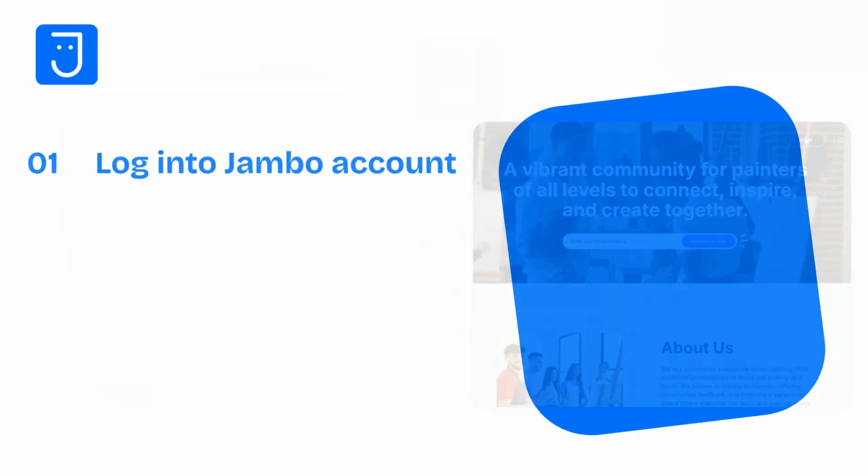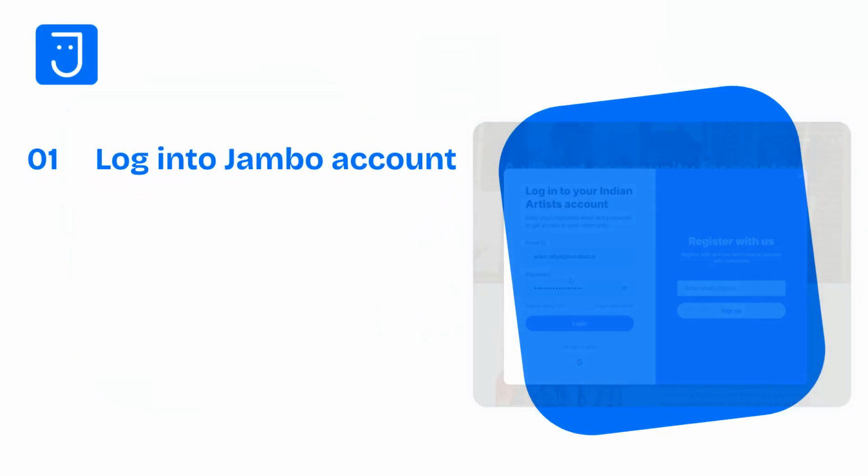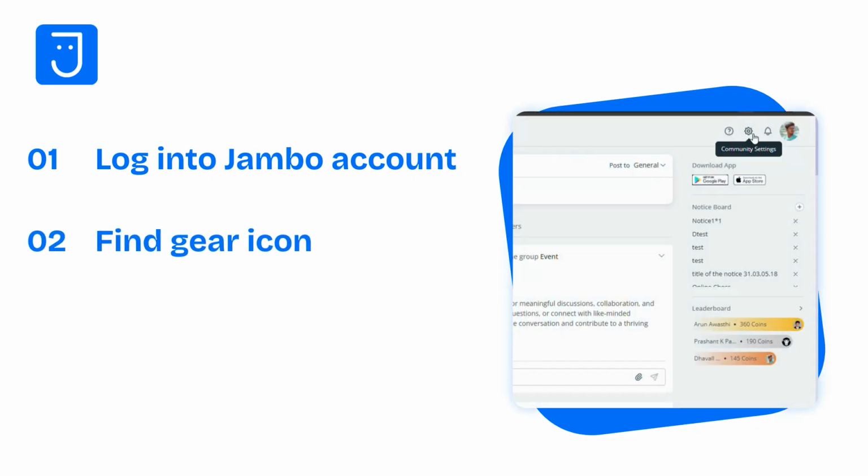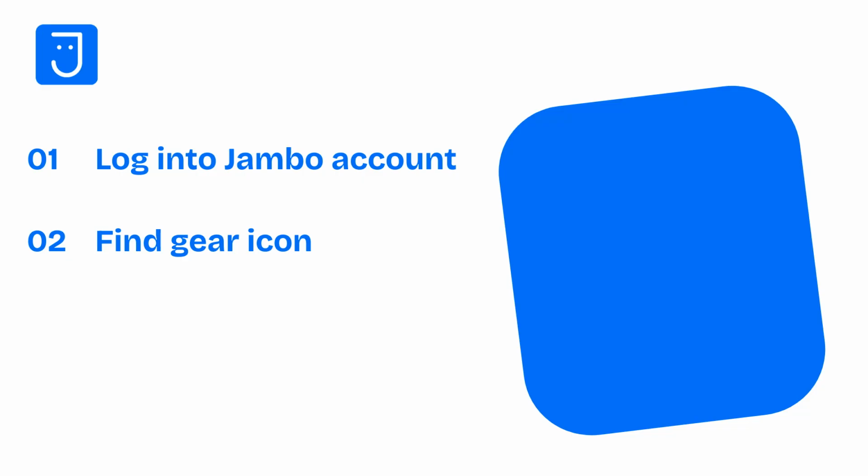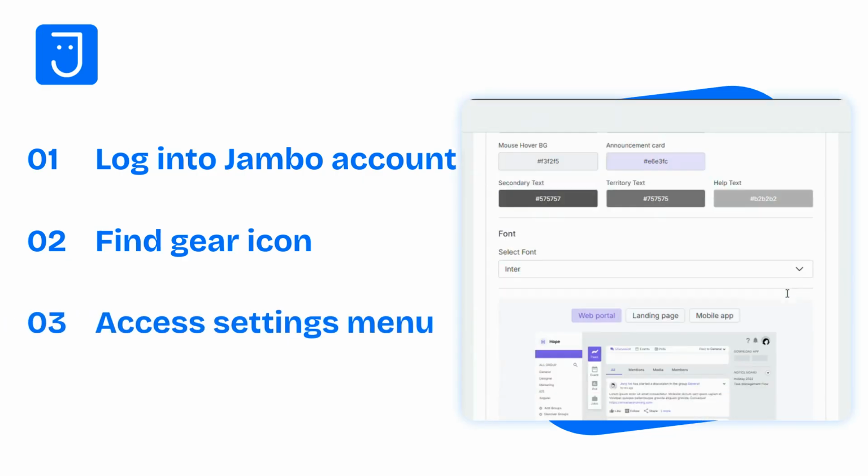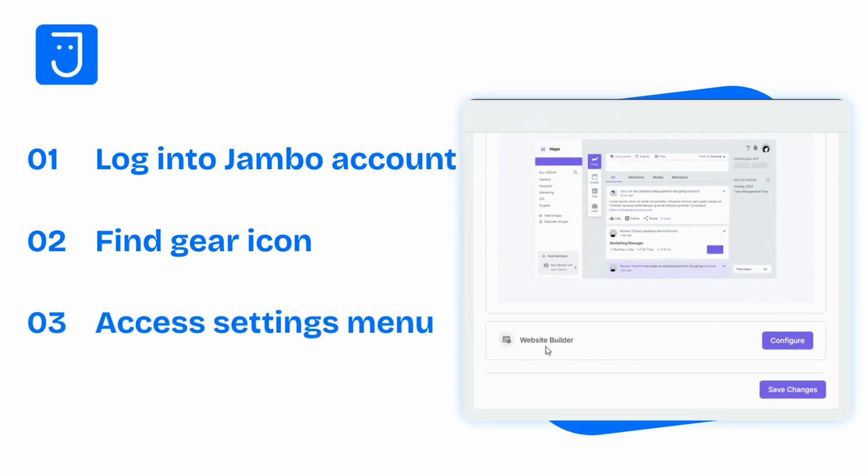First, log into your Jambo account and access the dashboard. Next, click on the gear icon in the top right corner to open settings. Navigate to the Branding and Builder tab, then click Configure to start customizing your landing page.